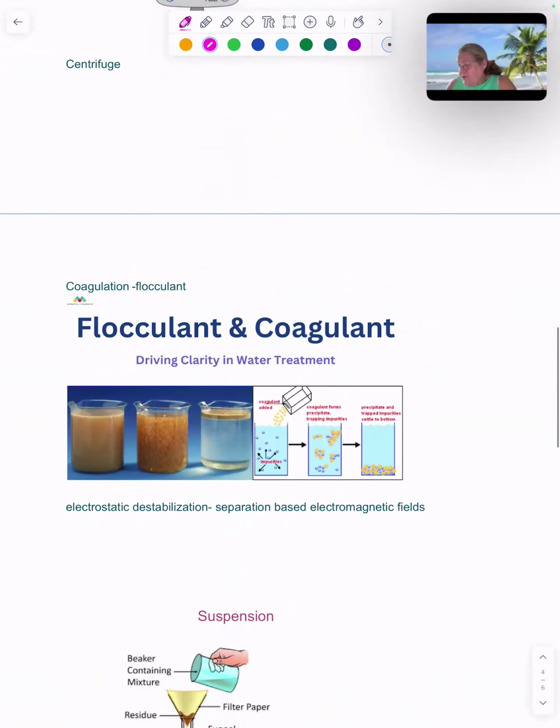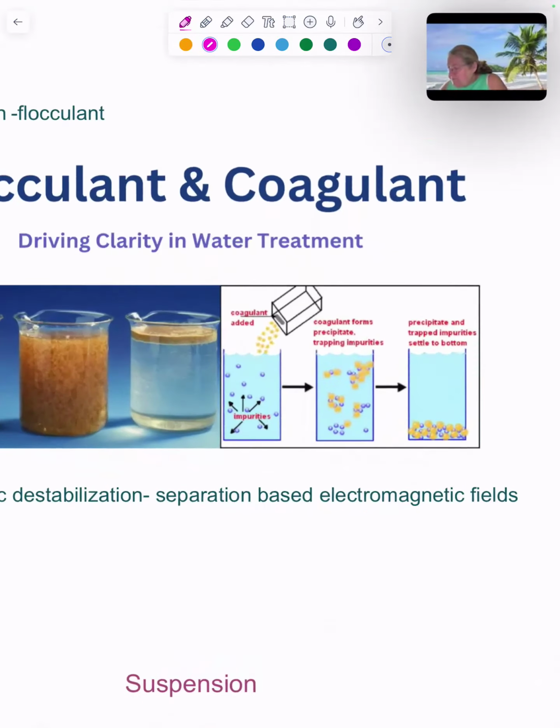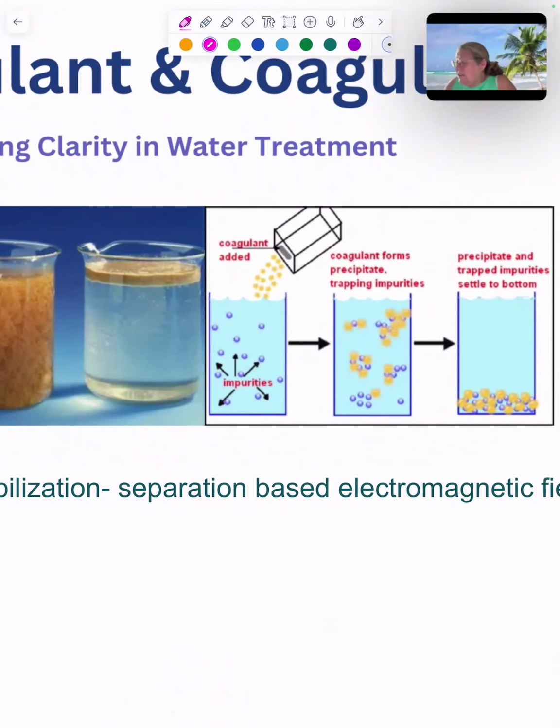This is a fun one. You can use a flocculant and a coagulant. This is mostly used in water treatment. I use it in my home aquarium. Sometimes when you clean your aquarium, the water looks less than clear and perfect, so you'll add a flocculant. What a flocculant does is it grabs onto the impurities in the solvent and makes it clump together, and then it can settle out or be trapped in a filter.